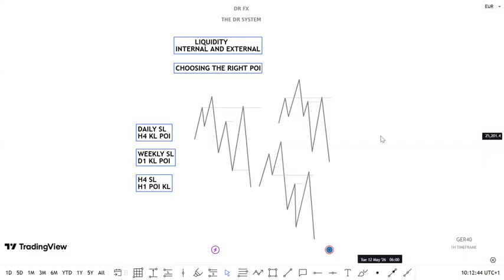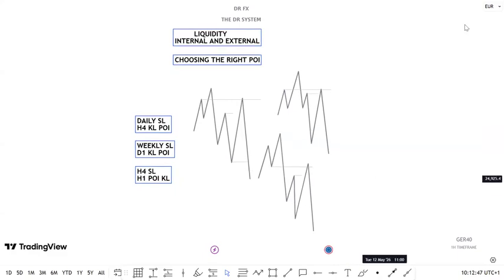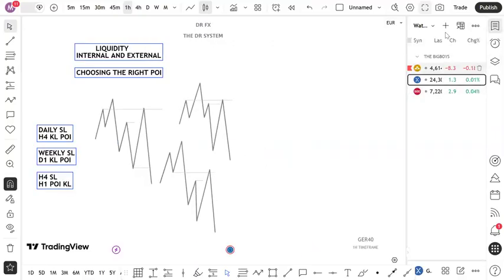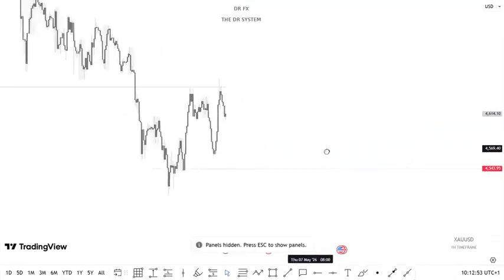For example, let's take a look at gold. All my examples are usually going to come from gold, which is the pair I love the most, that is giving me the most money. Now, let's take a look at gold, for example. Let's go into the daily time frame, right?